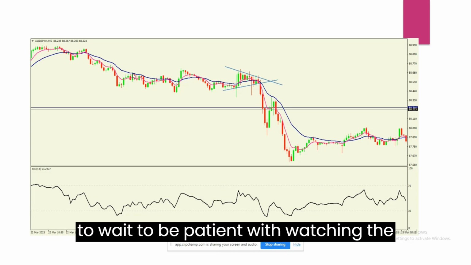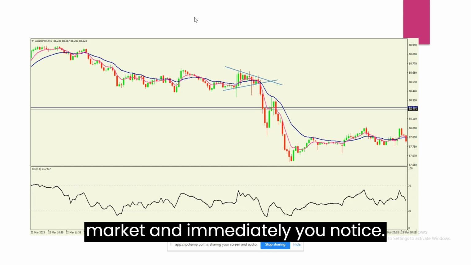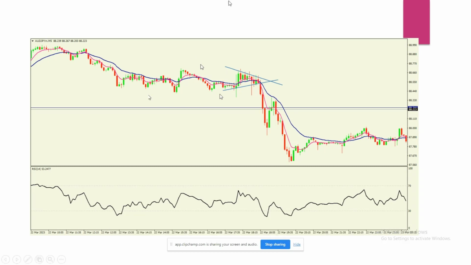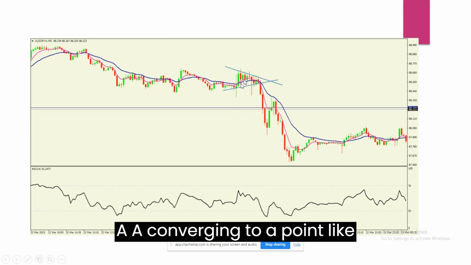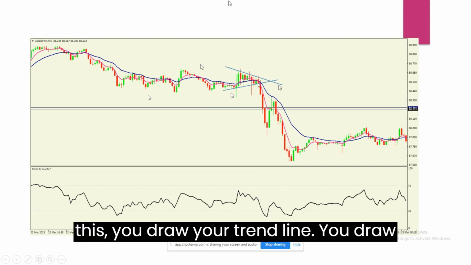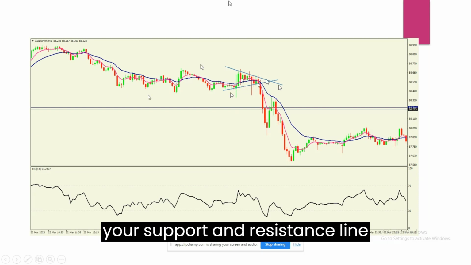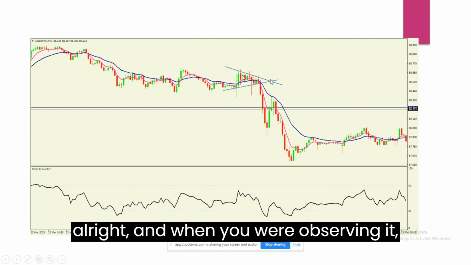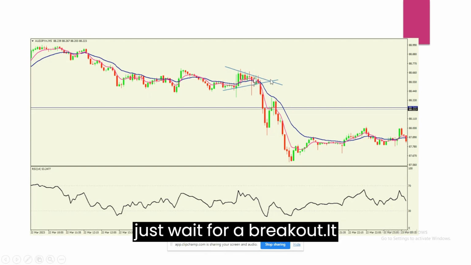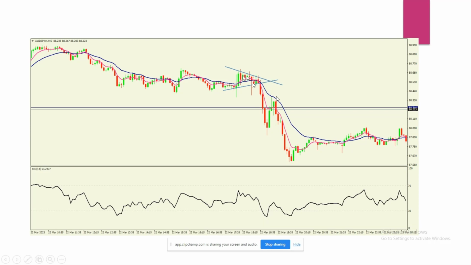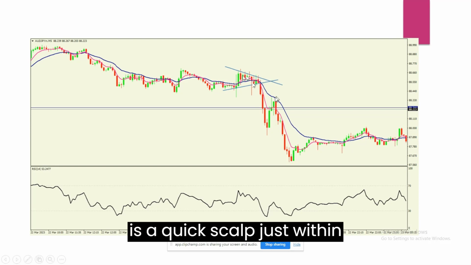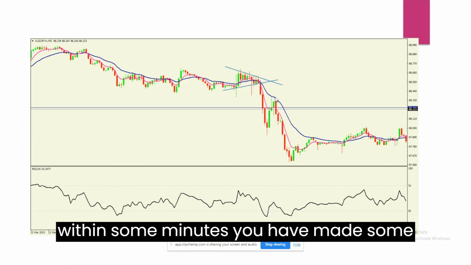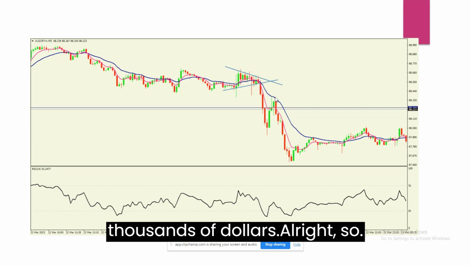You just have to wait, to be patient, to be watching the market, and immediately you notice it converging to a point like this, you draw your trend line, you draw your support and resistance line. And when you are observing it, just wait for a breakout. It is a quick scalp. Just within some minutes, you have made some thousands of dollars.